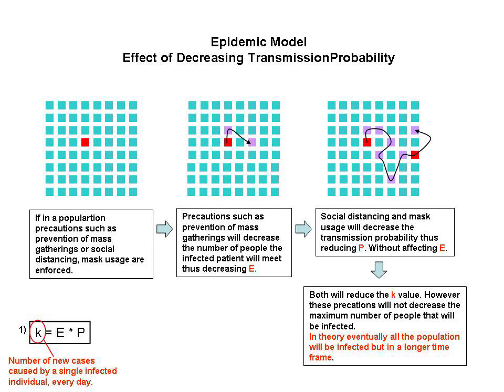Or you can enforce mask usage or hand washing and things like that, which decreases the probability of transmitting the disease, even if the encounters occur. Usually, these two precautions are taken together, which decreases the E and the P, which decreases the K. This happens even before a significant number of people get infected in the population.